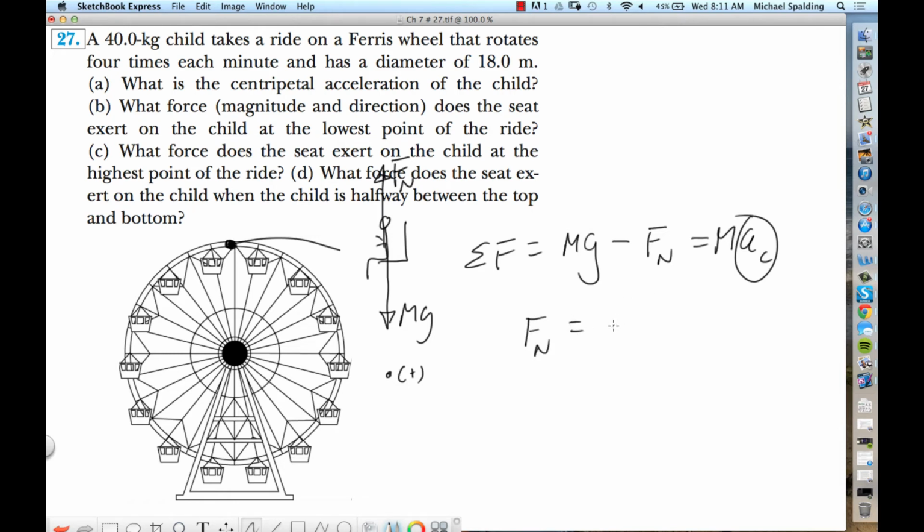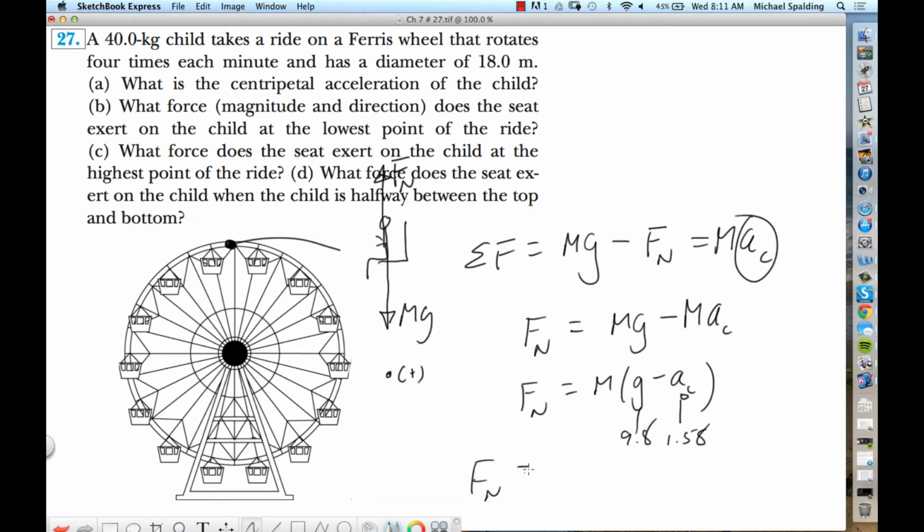The normal force is going to be equal to mg minus ma. Okay, so then factor out the m, g minus a. The a is 1.58. Gravity is 9.8. You plug the numbers in, and the normal force is about 329. Which way does the normal force point? Straight up, away from center. The normal force is pointing away from the center of the circle.